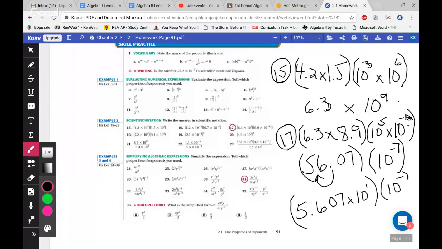And then I've got to combine the +1 and the -7. I would have actually technically regrouped this part here to be together. So that's going to be 10 to the -6. All right.